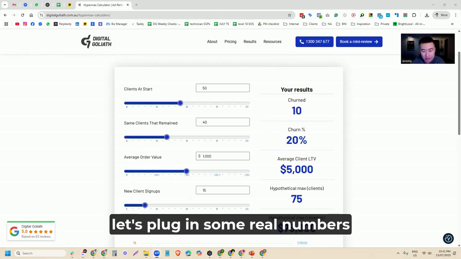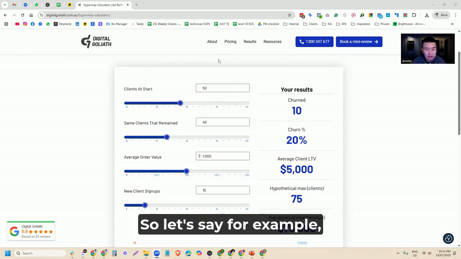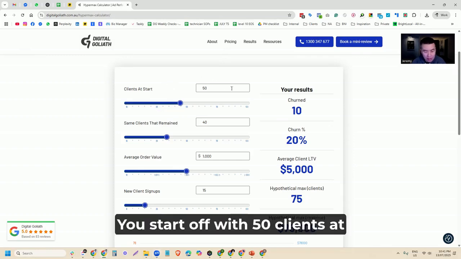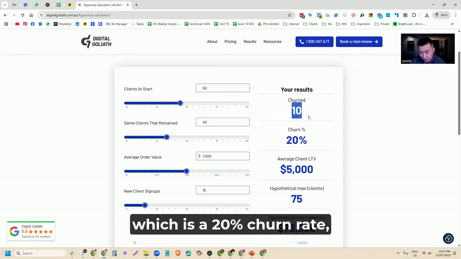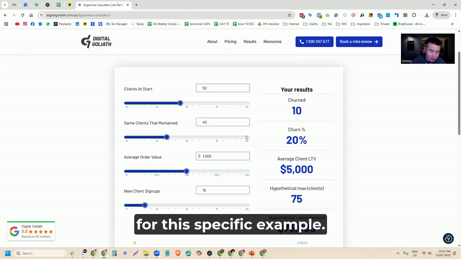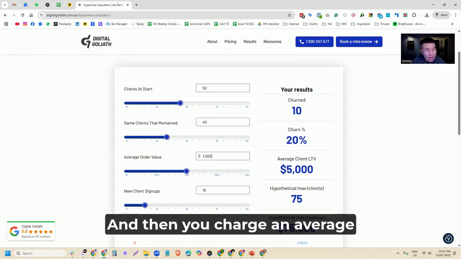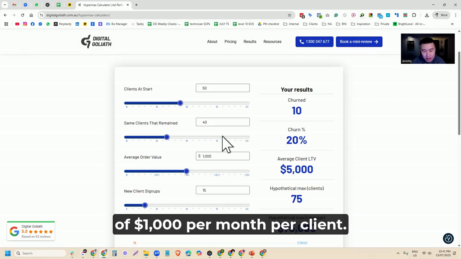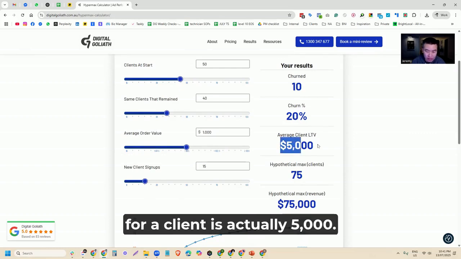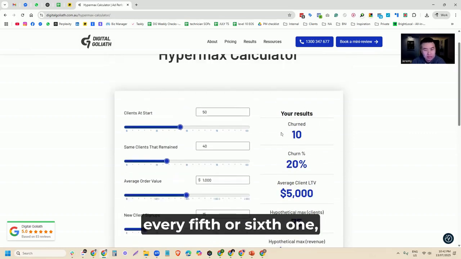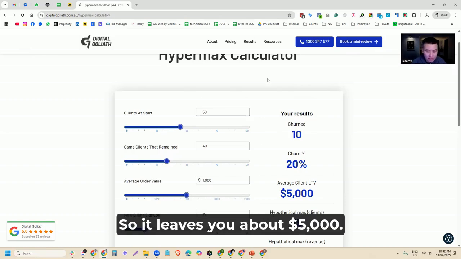Let's plug in some real numbers to demonstrate how this calculator works and how it can benefit you as a business owner. So let's say, for example, you have a digital marketing agency. You started off with 50 clients at the beginning of the month. By the end of the month, 40 of them remained, which means you churned 10, which is a 20% churn rate, which is actually horrible. But let's just use round numbers for this specific example. And then you charge an average of $1,000 per month per client, right? So the average lifetime value for a client is actually $5,000, because if they're staying, every fifth or sixth month they start leaving, so it leaves you about $5,000.